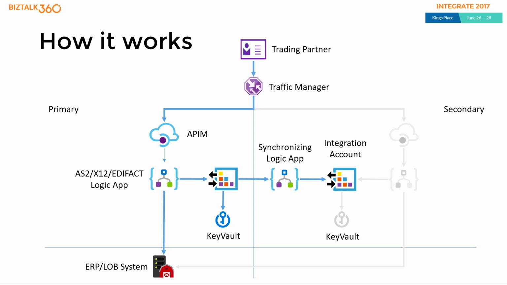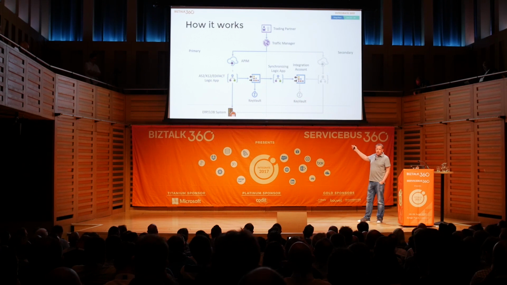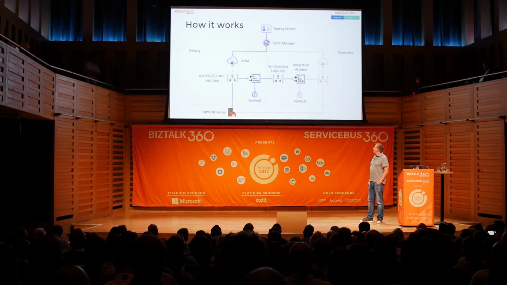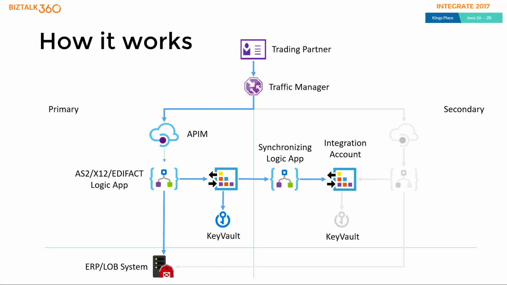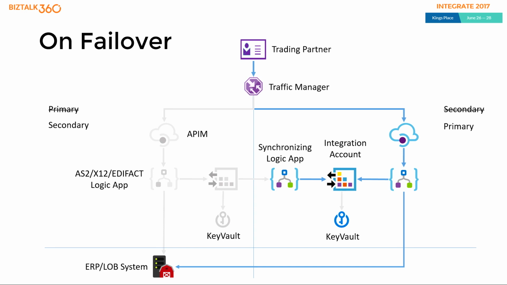But the other thing that's happening is you have a synchronizing logic app in the secondary region, which is triggering on updates occurring in the primary integration account. That's a logic app doing that, and then that pushes that data into the secondary integration account. So that in the event of failure, you switch things around, and the right-hand side becomes the primary.